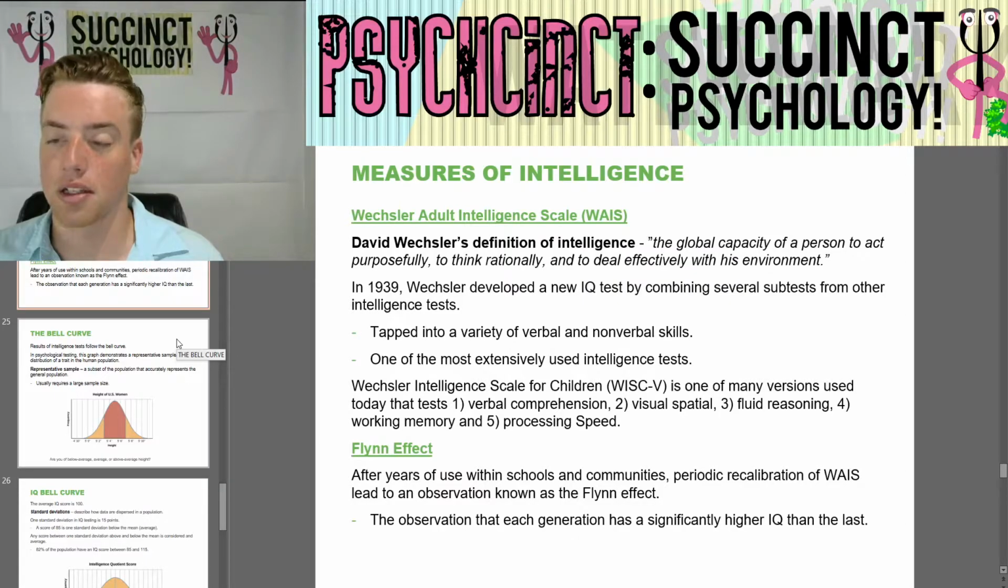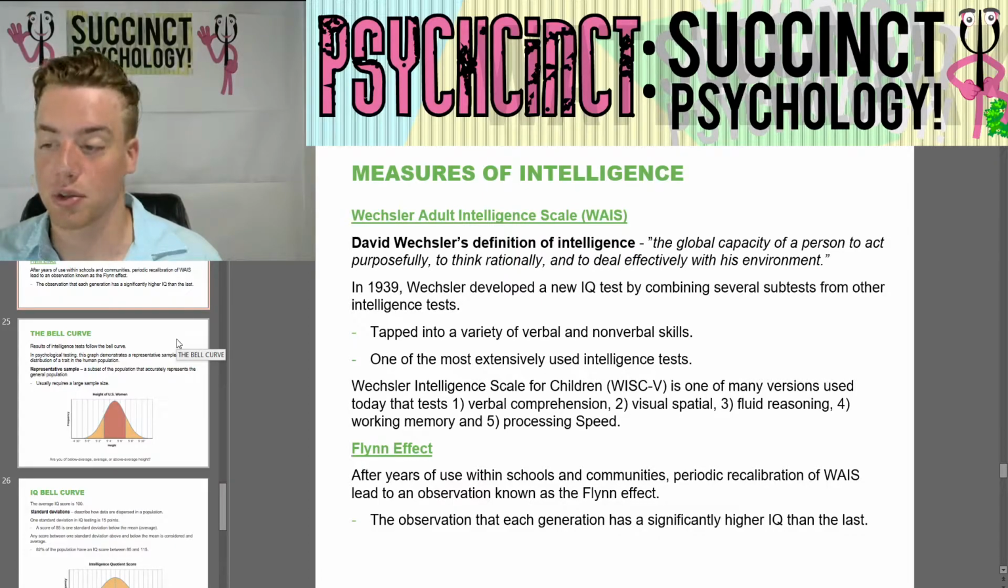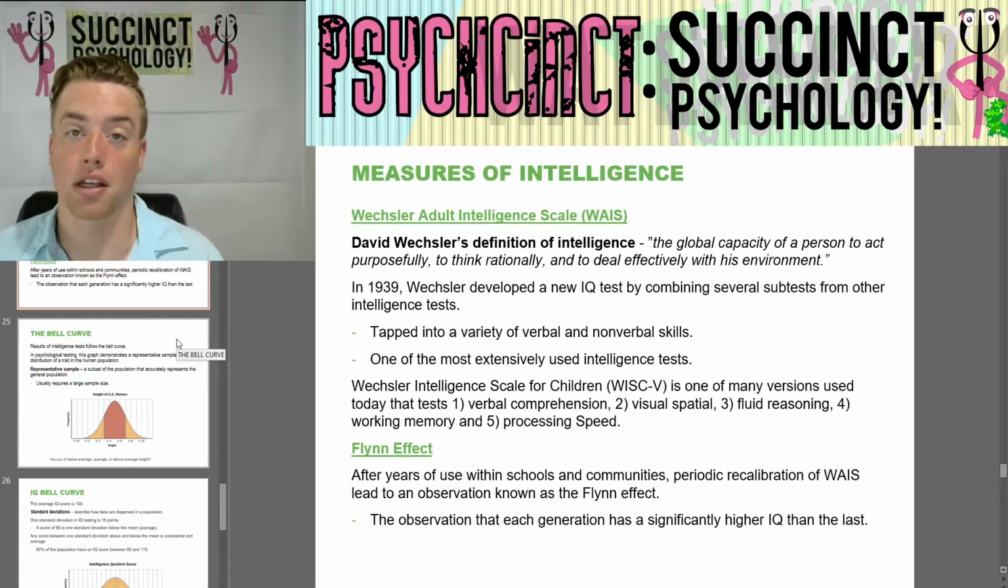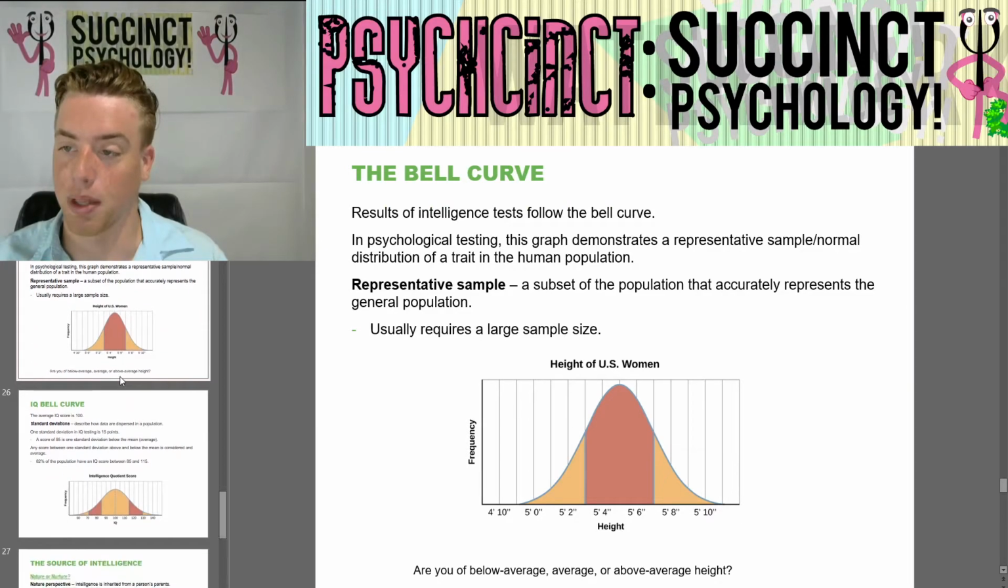Now, the Wechsler Intelligence Scale for Children, or the WISC-5, is one of many versions used today that test: 1, verbal comprehension, 2, visual spatial, 3, fluid reasoning, 4, working memory, and 5, processing speed. Now, the Flynn effect is this: after years of use within schools and communities, periodic recalibration of the WAIS led to an observation known as the Flynn effect, the observation that each generation has a significantly higher IQ than the last. That's the Flynn effect.